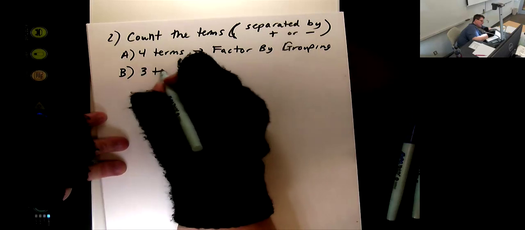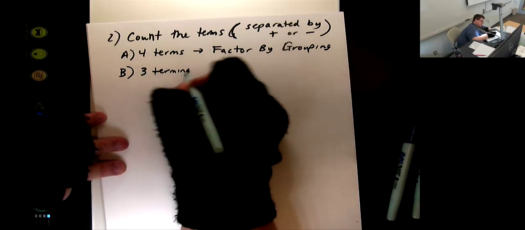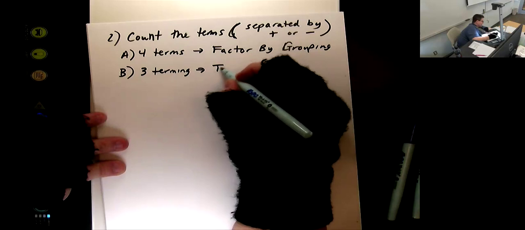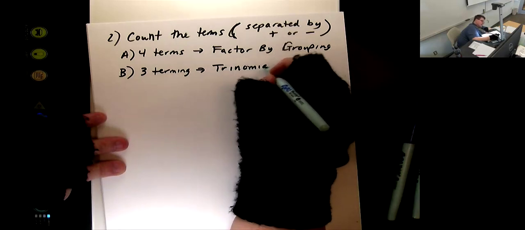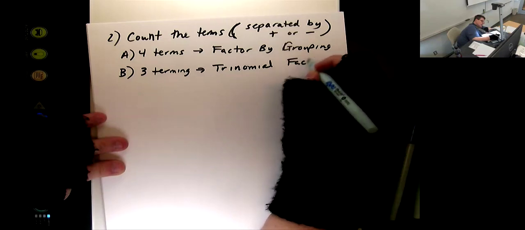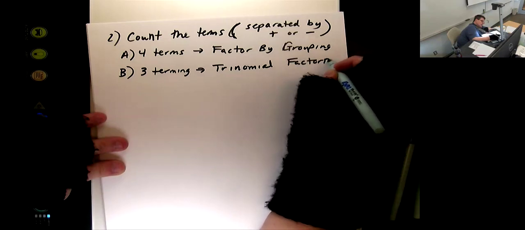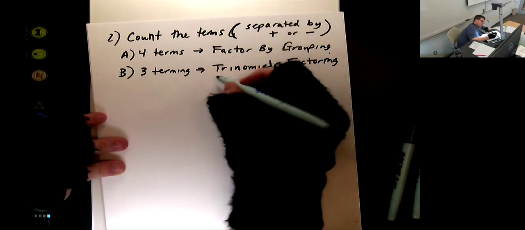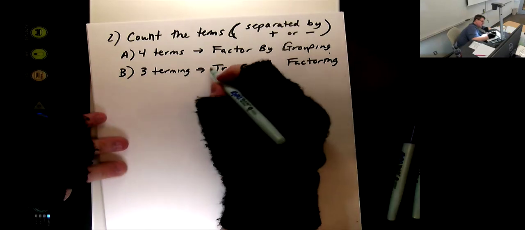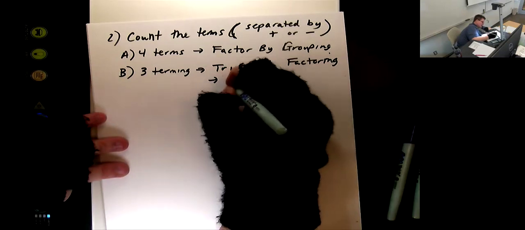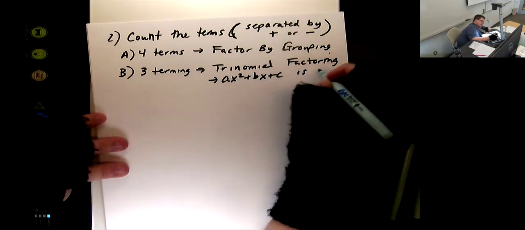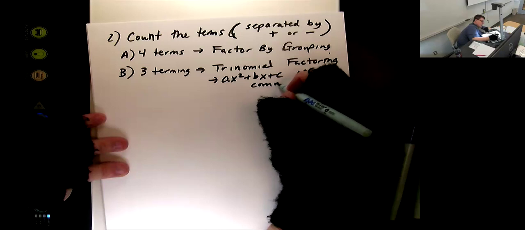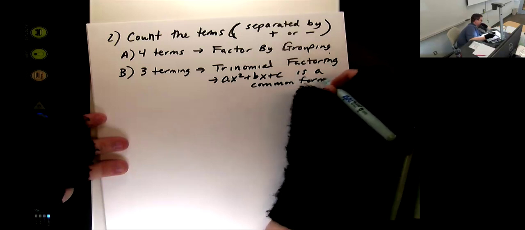3 terms. This is trinomial factoring. Oftentimes you'll see the form ax squared plus bx plus c as a common form. But there are more complicated ones.